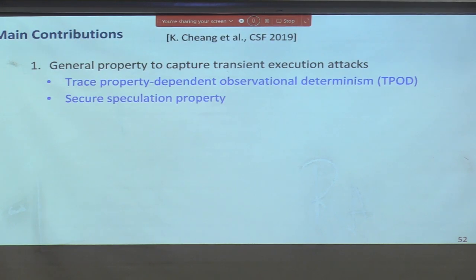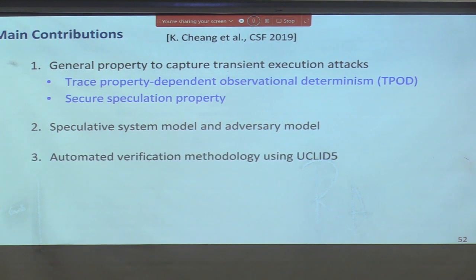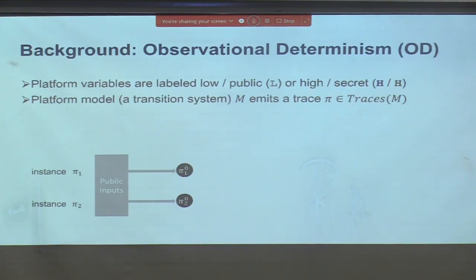All right. So what did we do? This work was published at the Computer Security Foundations Symposium back in 2019. The first thing we did was formalize a property that captures this notion of secure speculation and, more generally, transient execution attacks. That's the first contribution. The second was a model of the adversary for this class of attacks, and the third was to use UCLID5 for that. I'll just talk about the property because I think that's the main intellectual contribution that I want to focus on here.